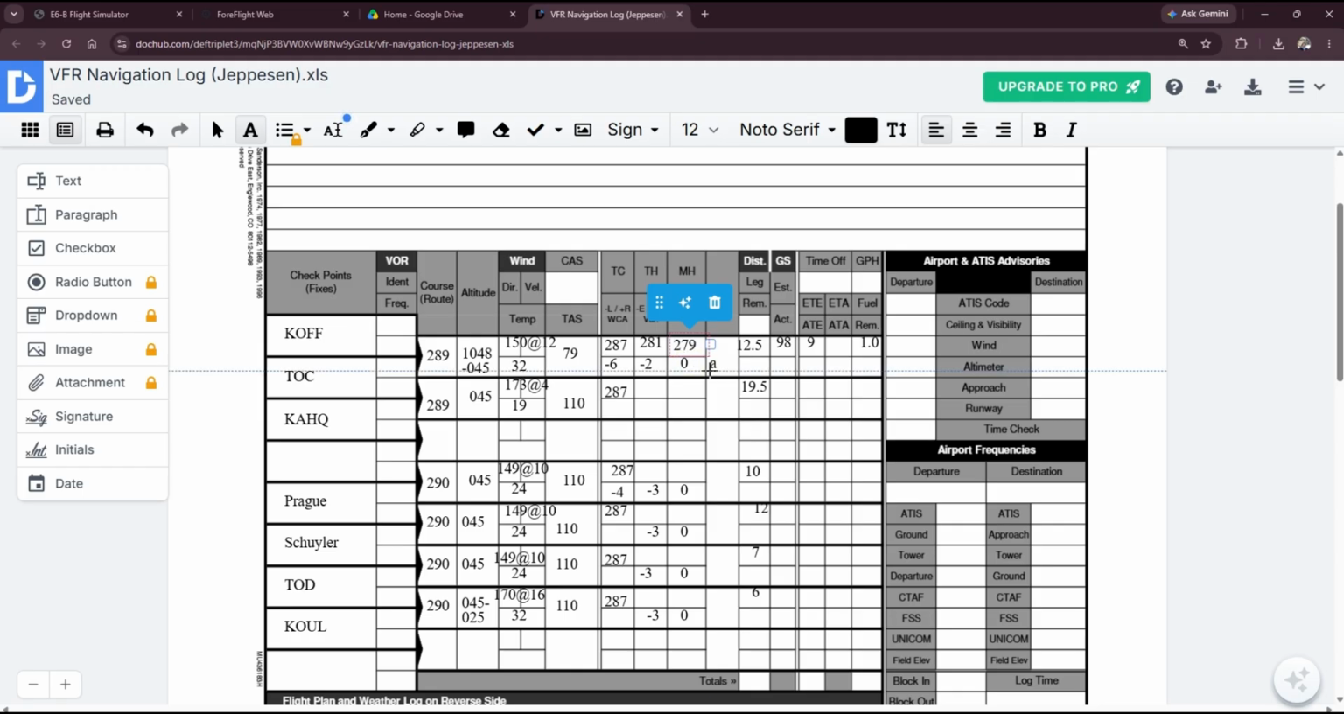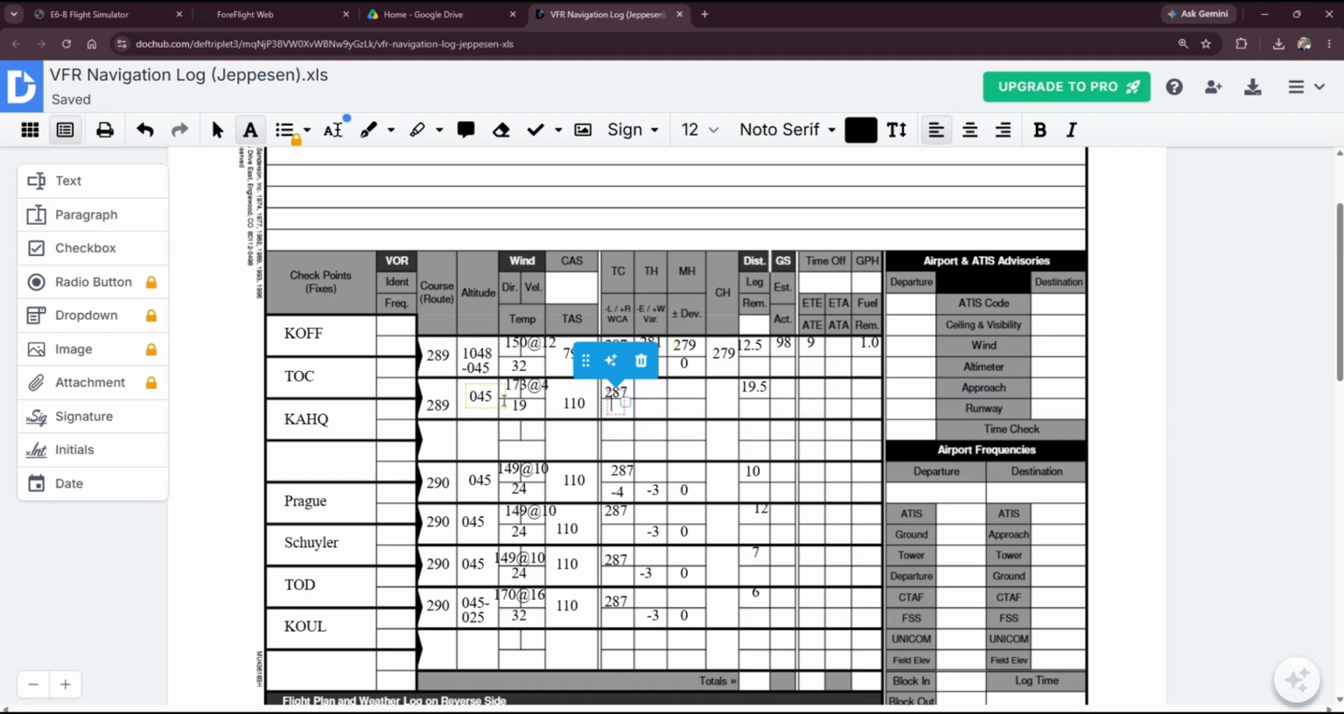And then to get the compass heading, I don't have the compass card with me, so I'm just going to say it's 0, but you would need to look at the compass card to see what that deviation is. And then you would either add or subtract that, or steer, as they say. So we're just going to put 279 here. Now we have our compass heading that we'd fly off the compass.